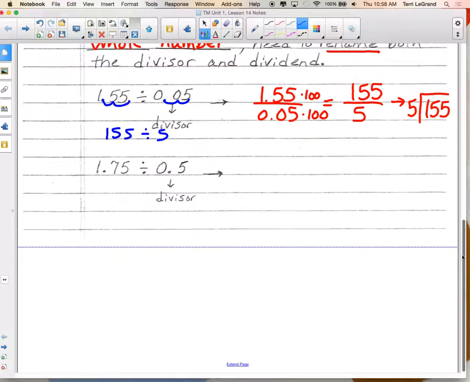Okay? So now I want you to, first of all, write that division problem as a fraction. What fraction would that be? 1 75/100 over 5/10. Okay, 1 75/100 over 5/10.